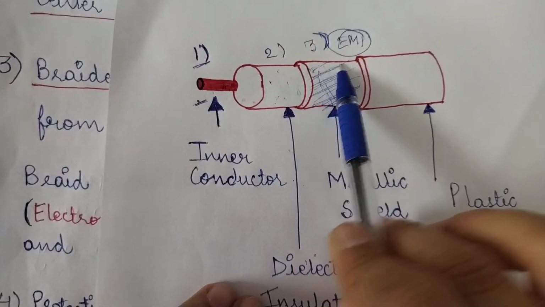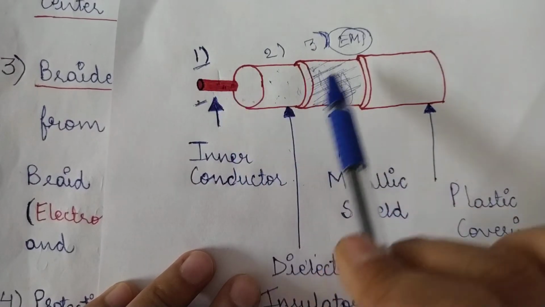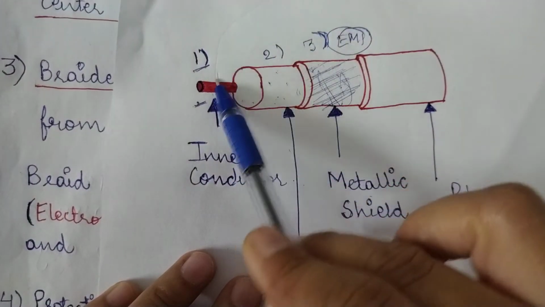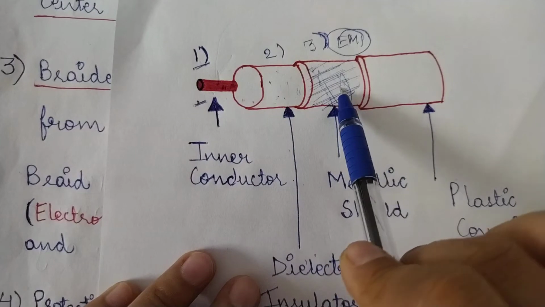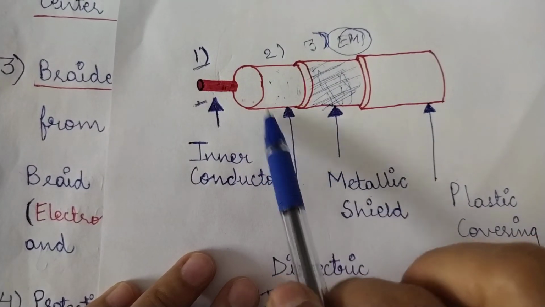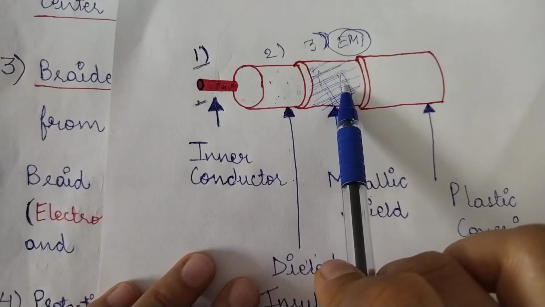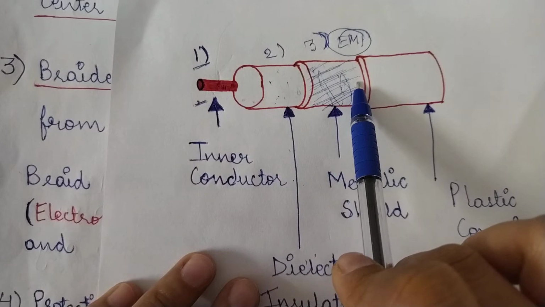So this braided mesh is doing the task of preventing any leakage from here and any noise from outside entering here. This is what this metallic shield or braided mesh is doing. And then this particular insulator is providing a spacing between the inner conductor and the braided mesh. And then how does this spacing help?